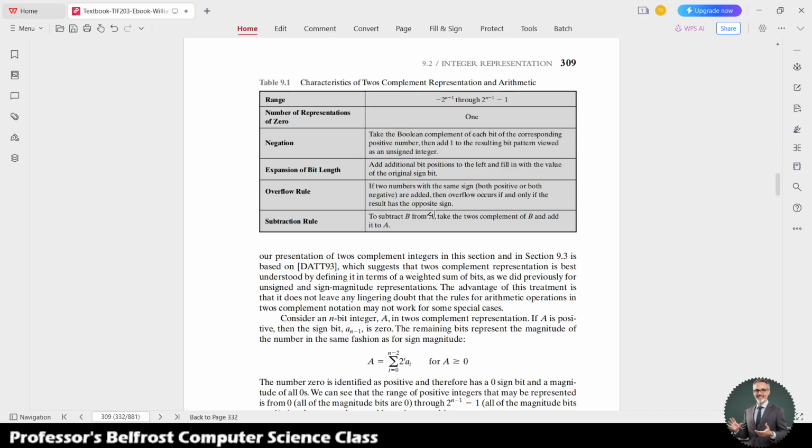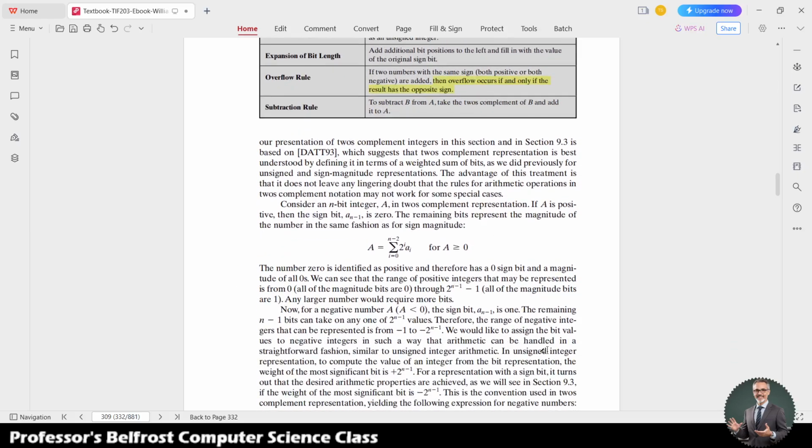Expansion and overflow we haven't discussed actually; we will discuss them in this lesson. If two numbers with the same sign, both positive or both negative, are added, then overflow occurs if and only if the result has the opposite sign. This is a prior notice for you to understand. The subtraction rule is also very easy, and we have discussed it in previous episodes.